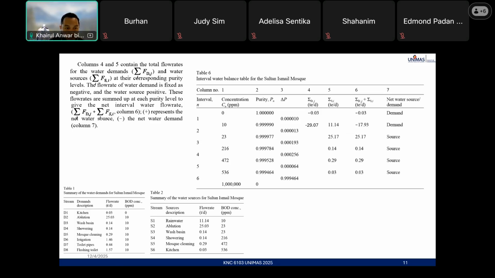So you see here how they get this number. This 0.03 is coming from here, at concentration 0 ppm, 0.03. For concentration 10 ppm BOD, you need to sum up all of this because it's representing one concentration. So total up, 29.07 negative.